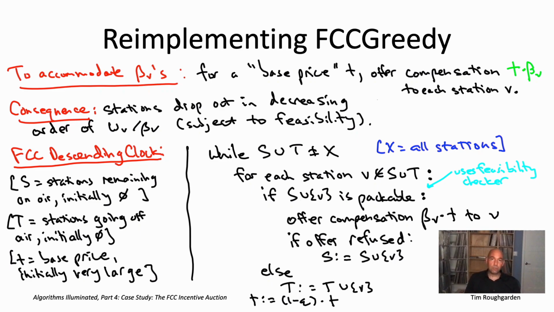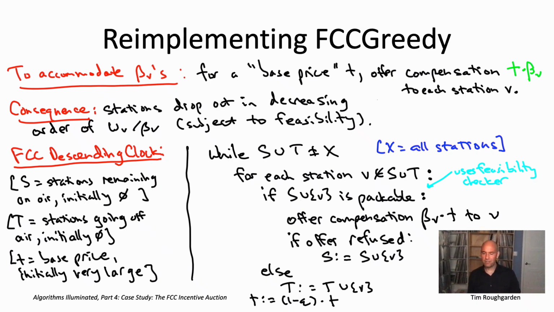Eventually, the algorithm halts with every station's fate resolved. Either a station stays on the air as part of capital S because eventually the price got so low it was no longer worth it to that station to sell its license at that price. And then there'll be some stations in capital T. These are the stations that are going off the air because there's no room to also accommodate those stations in the K channels, given that we're already putting all of the stations in capital S on those K channels.